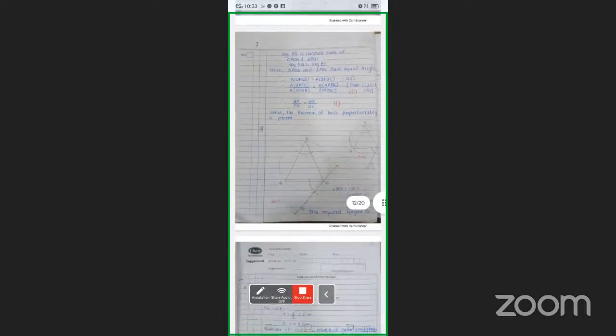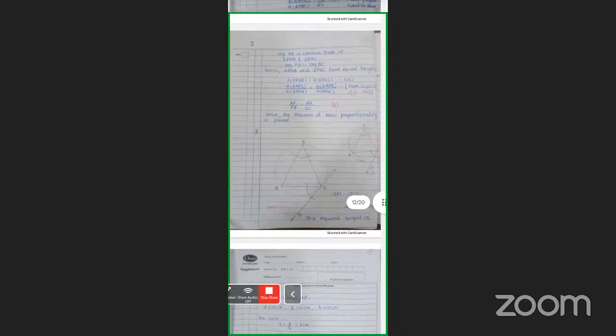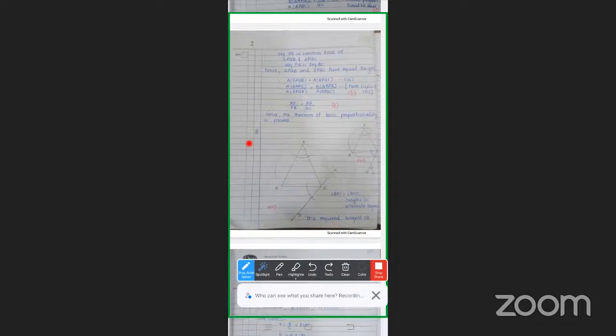Then focus here on the third question. Draw a circle of radius 3.6 centimeter. Draw a tangent to the circle at any point on it without using the center. So it is the without-using-center concept; first focus on a rough diagram. Here we have to draw that rough diagram. We have to use the tangent segment theorem concept. So first draw a 3.6 centimeter circle.